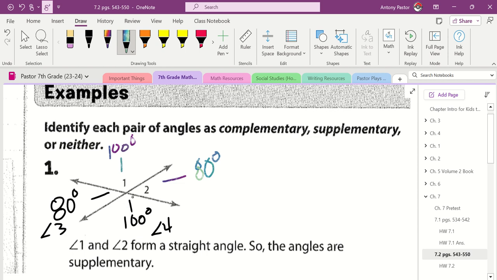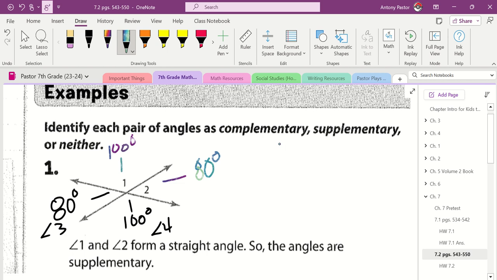So, angle 1 and angle 4 are both 100 degrees. Now, angle 2 and angle 3, since we know angle 3 is 80, should also be 80. Now, with that information, can I decide if angle 1 and 2 are complementary, supplementary, or neither? Ladies and gentlemen, what would they be? Would angles 1 and 2 be complementary, supplementary, or neither? Why would they be supplementary?